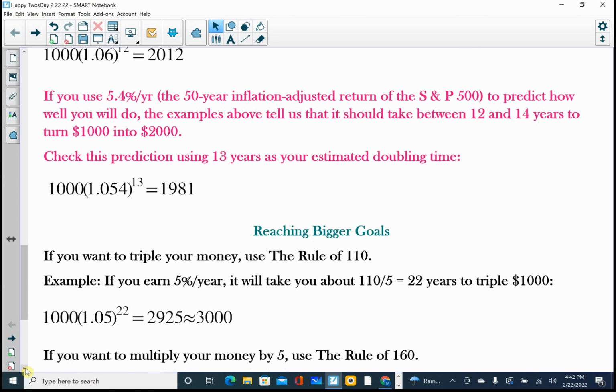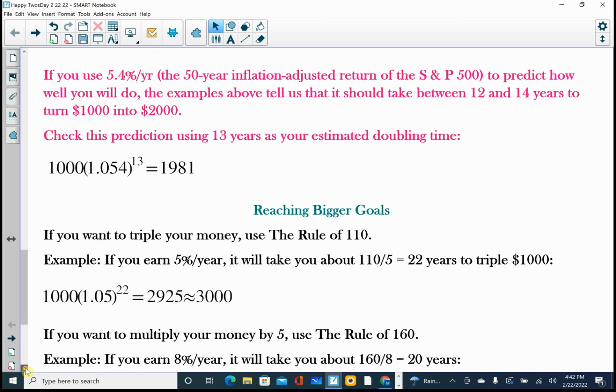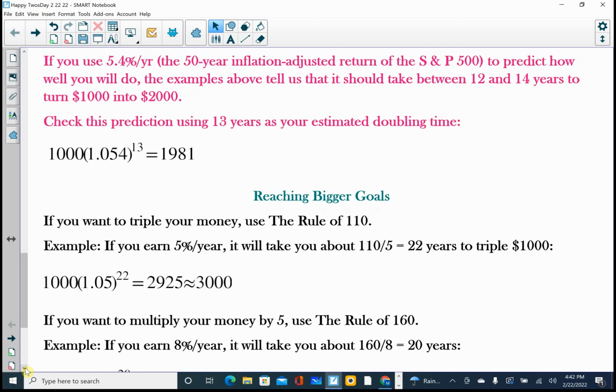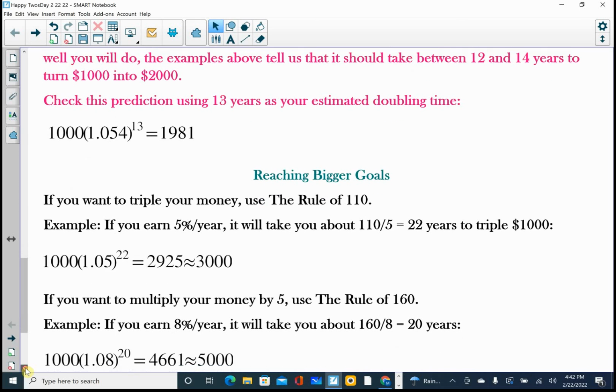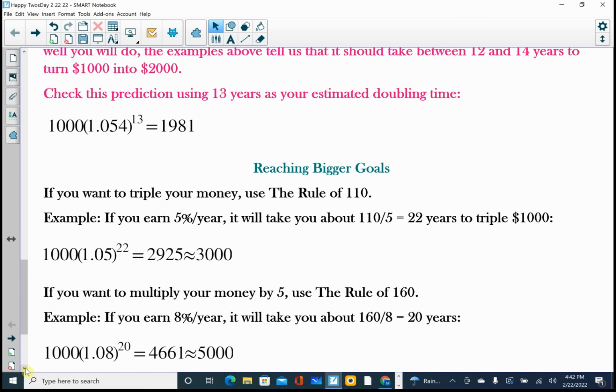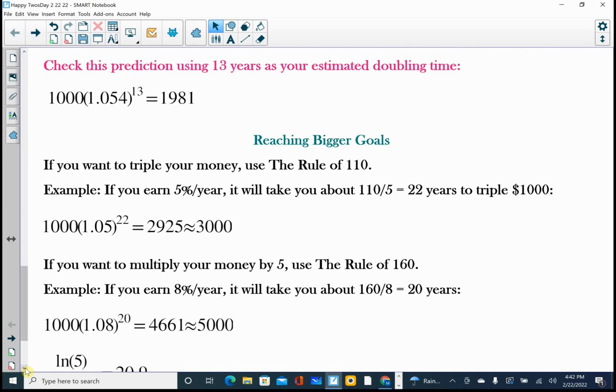Let's say you want to multiply your money by 5. There's a rule for that: the rule of 160. Let's say you make 8% per year, because 8 goes into 160 so nicely. It should take you 20 years. 160 divided by 8 is 20 years. Let's check it. 1.08 to the 20th power times 1,000 gets you just a hair under $5,000. We're only off by a tiny amount.